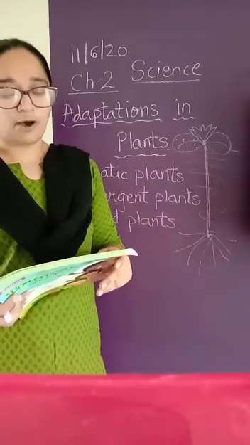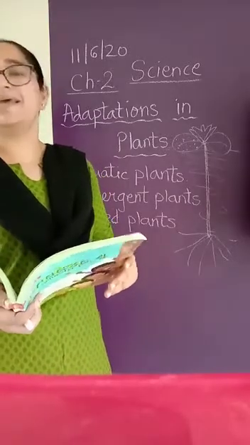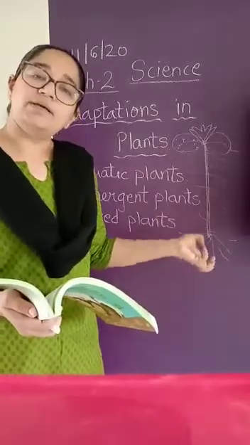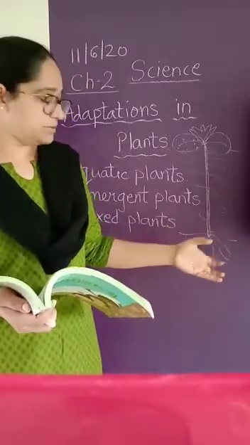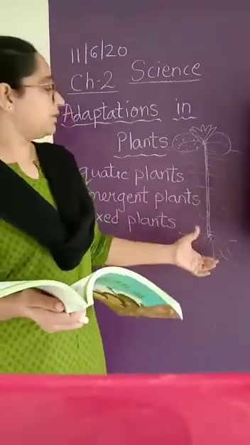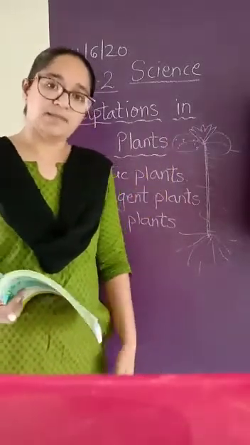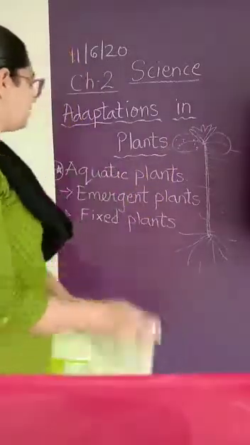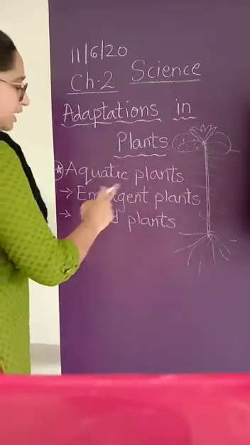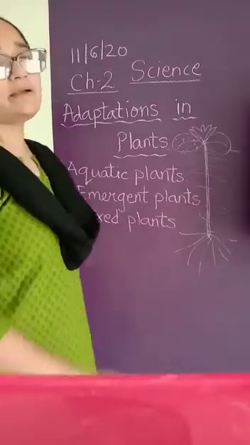Fixed plants absorb nutrients from the soil in the water beds through their roots. Now through the roots they will absorb the water and the nutrients. They need nutrients, right? So nutrients, minerals, and water will be absorbed from the roots and given to the leaves here. So we saw about aquatic plants. In aquatic plants we saw about emergent plants and fixed plants. We'll continue tomorrow.